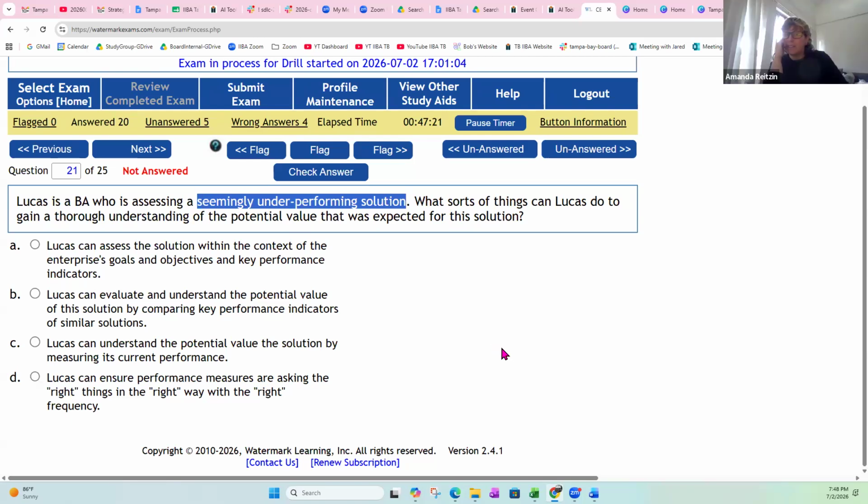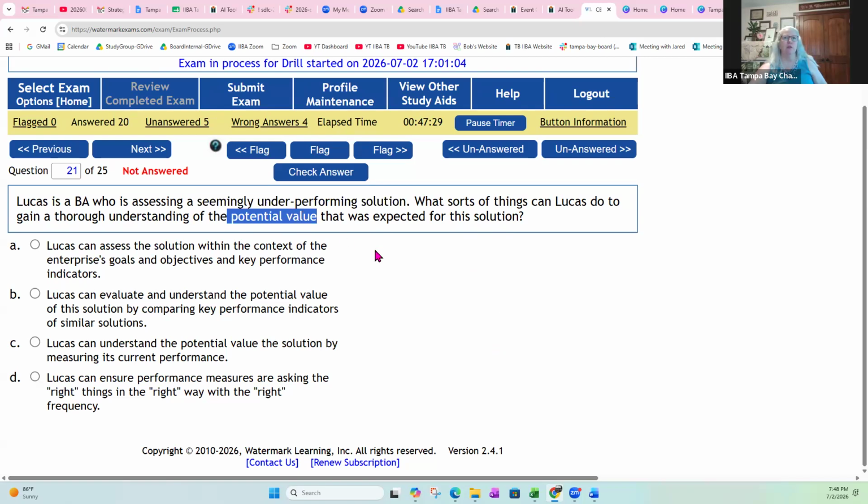Assessing solution limitations. What sorts of things can Lucas do to gain a thorough understanding of the potential value that was expected of the solution? A: Lucas can assess the solution within the context of the enterprise's goals and objectives and key performance indicators.